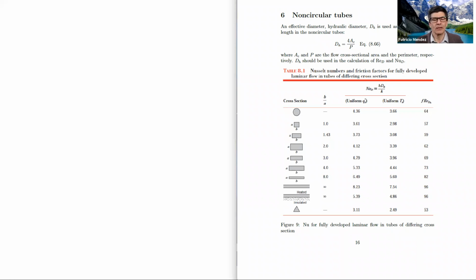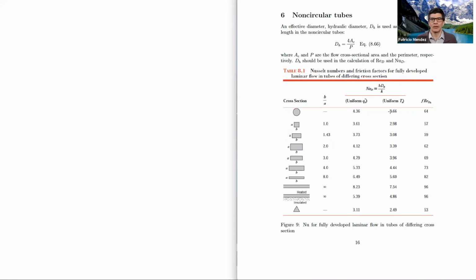And then we saw that depending on the boundary condition, whether the pipe has a constant heat flux coming into the fluid, or the pipe is at a constant temperature, we had slightly different Nusselt numbers, but they were around 4, right? In this case, 4.36 for uniform heat flux and 3.66 for uniform temperature.